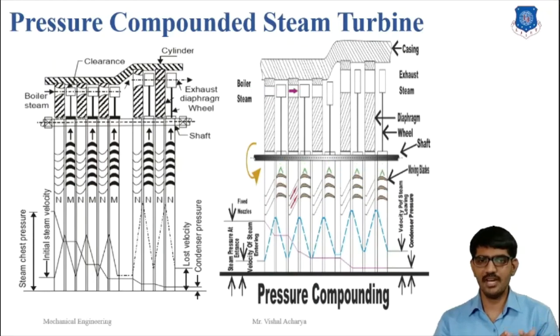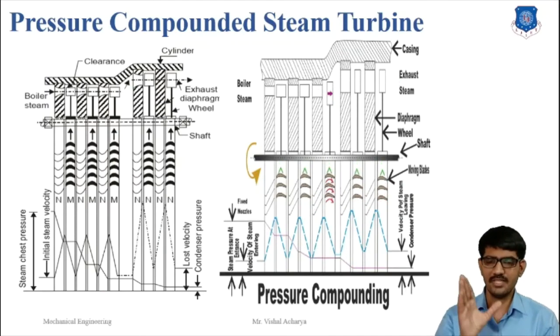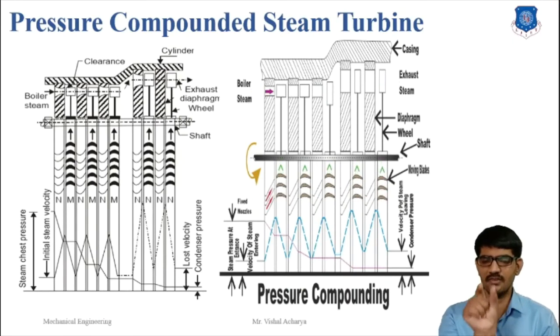Because each stage is a simple impulse turbine, it is obvious from the pressure curve shown in the figure that the space between any two consecutive diaphragms is filled with steam at constant pressure, and the pressure on either side of the diaphragm is different. Since the diaphragm is a stationary part, there must be clearance between the rotating shaft and the diaphragm. The steam tends to leak through the clearance, for which devices like labyrinth packing are used.